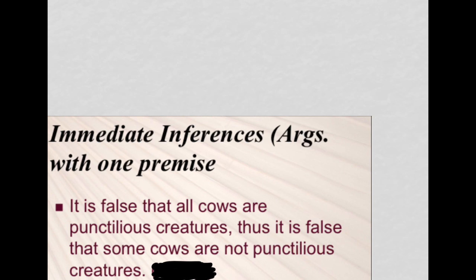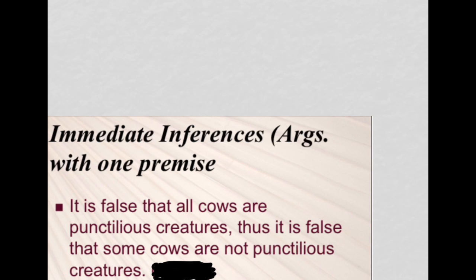And we have an example here, right? It is false that all cows are punctilious creatures. Thus, it is false that some cows are not punctilious creatures. And the reason I've used that word punctilious here is to sort of dazzle you a little bit, right? Make it so it's not clear if this is a valid or invalid argument, since we might not know what exactly is being discussed here.